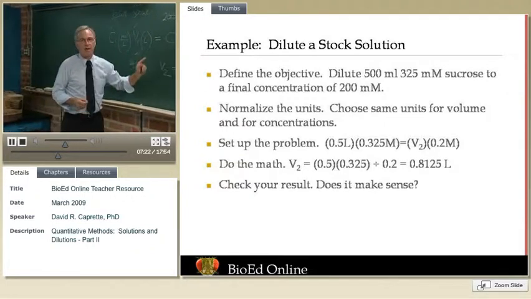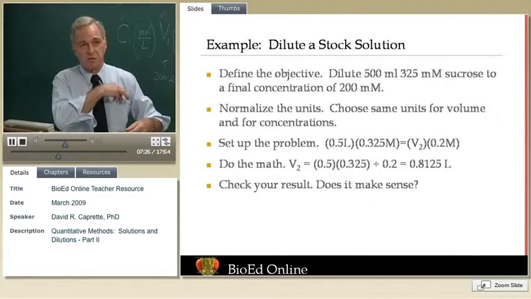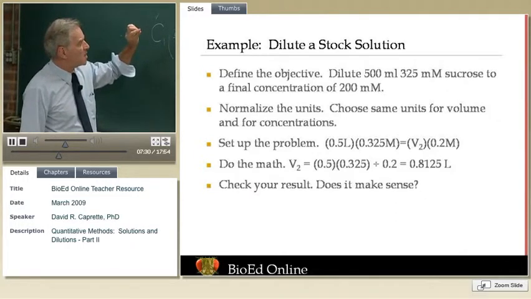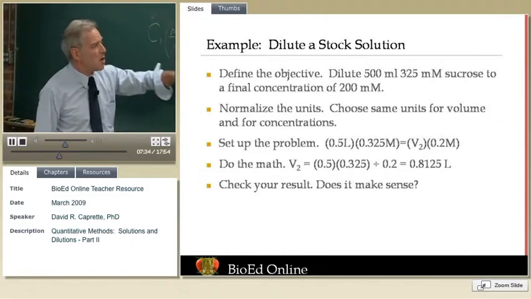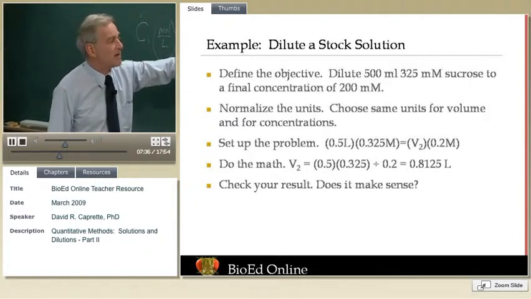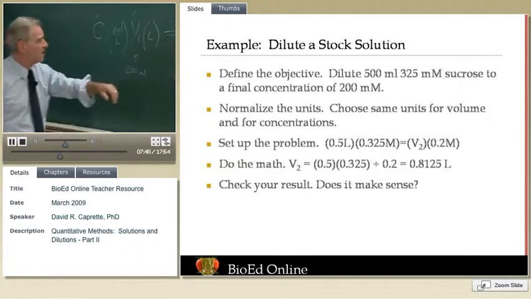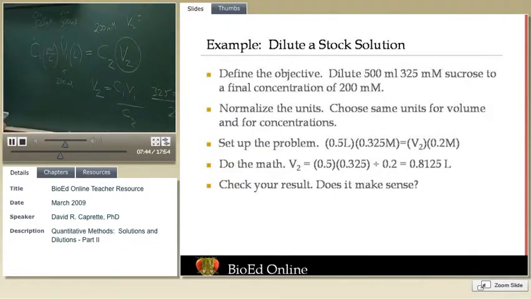Now, what I'm going to talk about next is a little more complicated, and it even throws off students worse, and that is how to take a starting solution and dilute it to a known concentration and a desired volume, both. That means we know C2 and V2, and we have to figure out what V1 is. This usually throws students off because they don't know how to set up the problem.